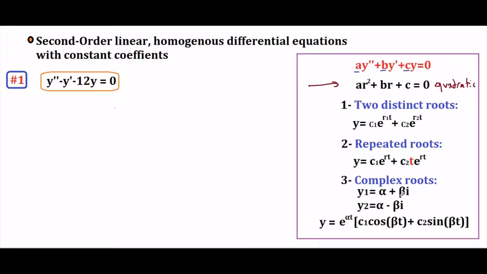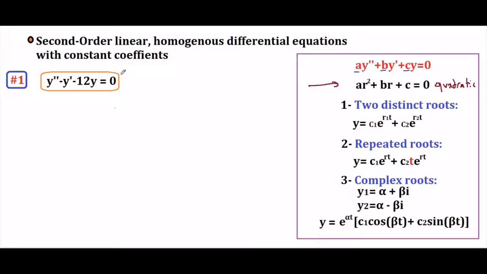If we obtain complex roots, for r1 it's alpha plus beta i, and for r2 it's alpha minus beta i, where alpha is the real part of the complex number and beta i is the imaginary part. The general solution will be e to the alpha t times c1 cosine of beta t plus c2 times sine of beta t.